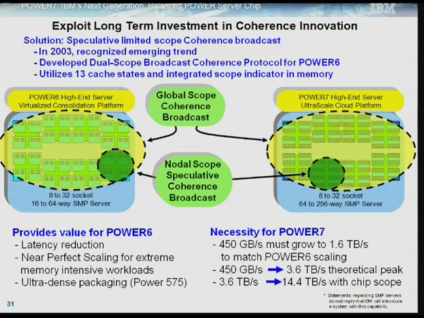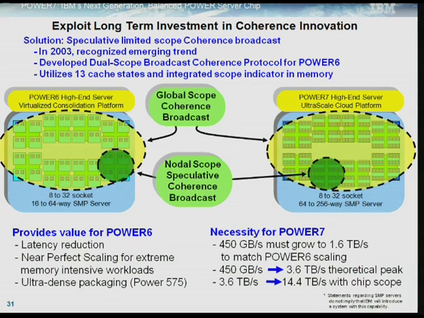If we really wanted Power 7 to scale exactly equally coherence-wise to Power 6, that 450 gigabytes would need to be 1.6 terabytes per second. Now what we actually get, if we do this at the nodal level as I've shown in the diagram, is essentially the weighted average of some full system broadcasts and some nodal. But the theoretical peak, if you're doing all nodalized broadcasts, is 3.6 terabytes per second of coherence bandwidth in our largest system.